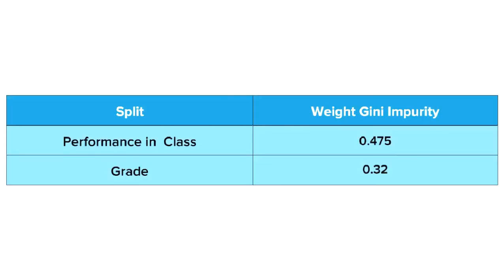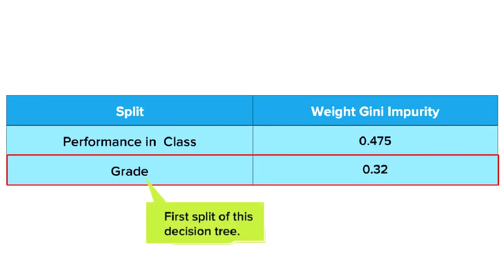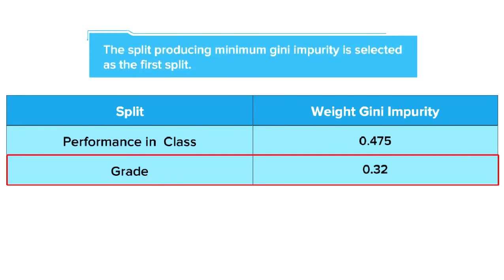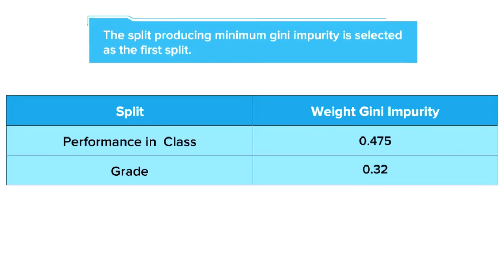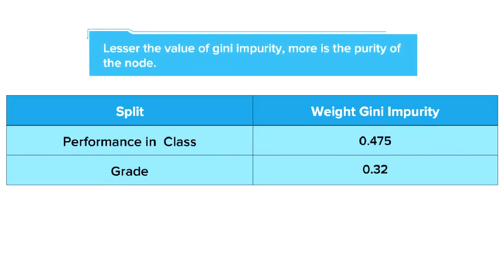Now, if we compare the two Gini impurities for each split, you will see that the Gini impurity for the split on grade is less, and hence grade will be the first split of the decision tree. Similarly, for each split, we will calculate the Gini impurity, and the split producing minimum Gini impurity will be selected as the first split. Now, as you know, the minimum value of Gini impurity means that the node will be more pure or more homogeneous. Therefore, we choose class as the first independent variable for splitting.